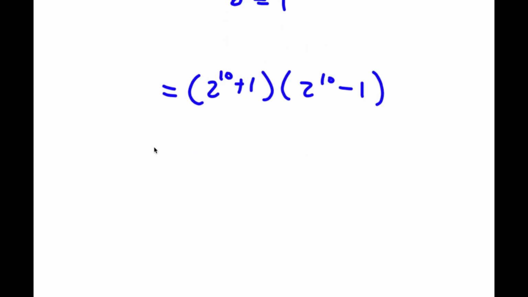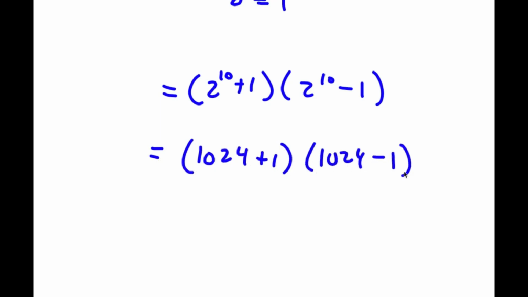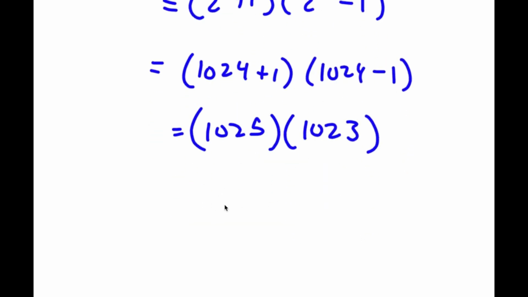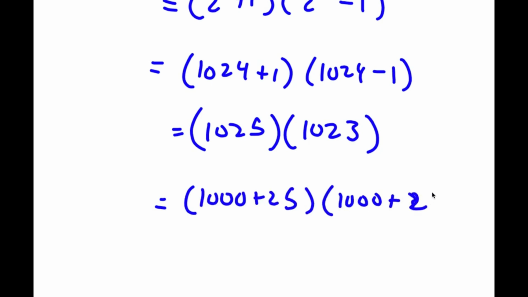Now 2 to the power of 10, that's equal to 1024. So now I have 1024 plus 1 times 1024 minus 1. Now 1024 plus 1, that's equal to 1025. And 1024 minus 1, that's equal to 1023. So now I'm going to rewrite these as 1000 plus 25 times 1000 plus 23.